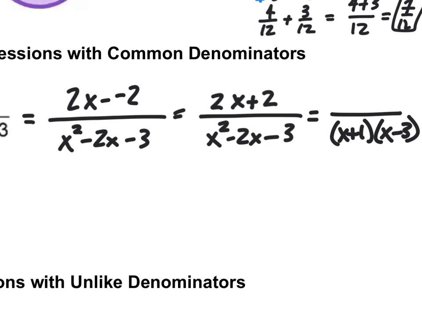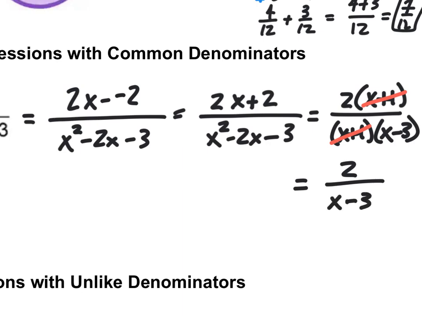Okay? Now my numerator up here, I can factor out a 2. So check this out. If I factor out a 2, I'm left with x plus 1. And so then what I notice is I have a common factor in my numerator of x plus 1 and a common factor in my denominator of x plus 1, and these can divide out. So therefore, my final answer, once I've simplified, is just going to be 2 over x minus 3. Okay? So that's the idea.